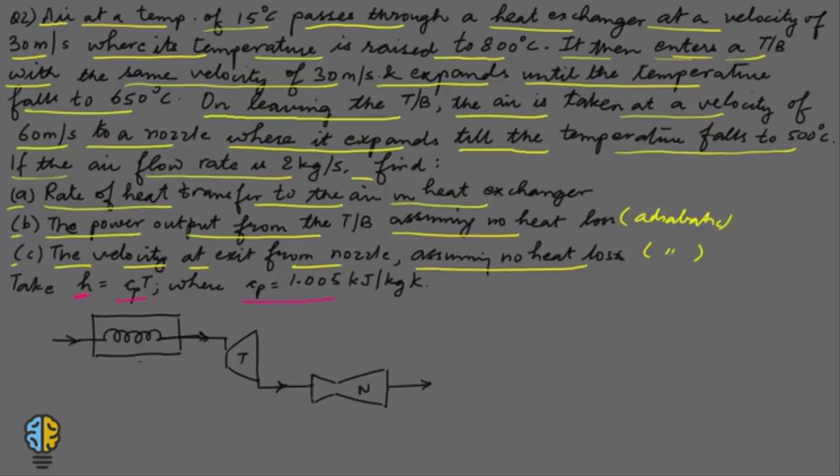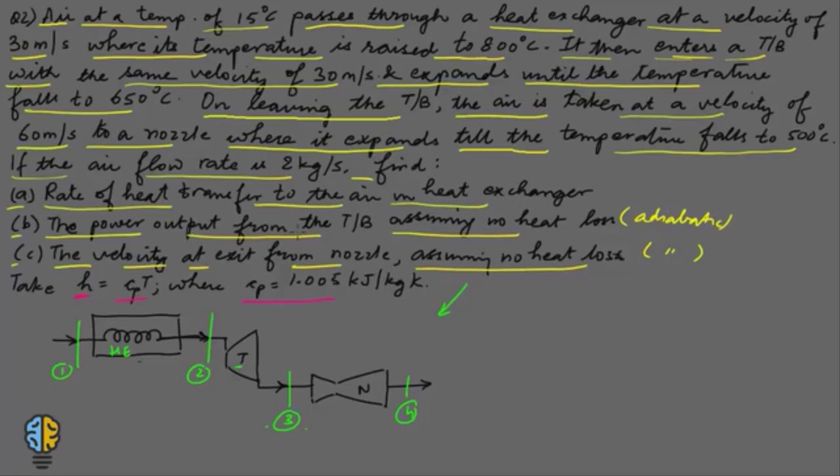Now, if you look at this diagram, this is a very simplistic schematic of this very long question. We have three major elements in this. One is the heat exchanger, this is the turbine and this is the nozzle. So let us say this is section 1, this is section 2, this is section 3 and this is section 4. So we'll divide this process into three sections: 1 to 2, 2 to 3 and 3 to 4. Okay. Now let's write down one by one.